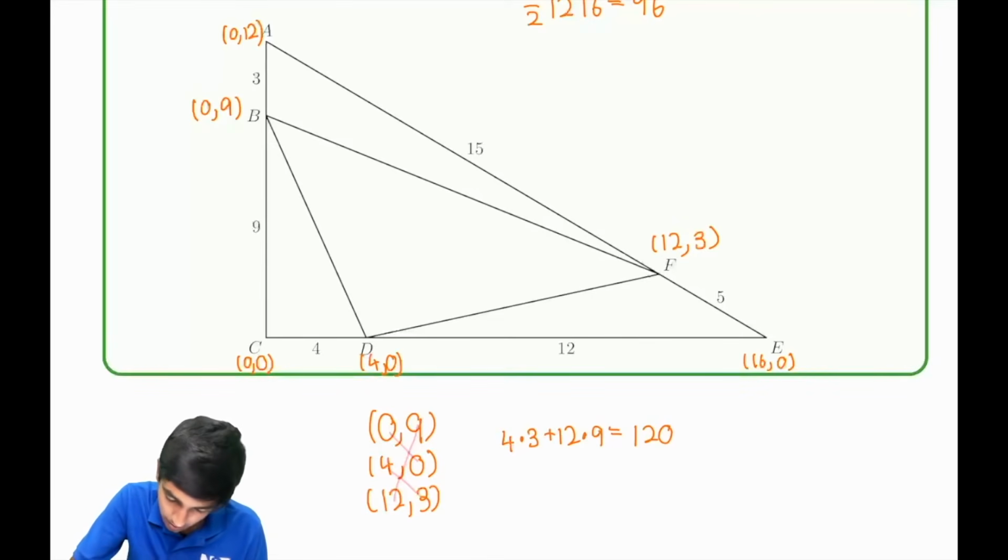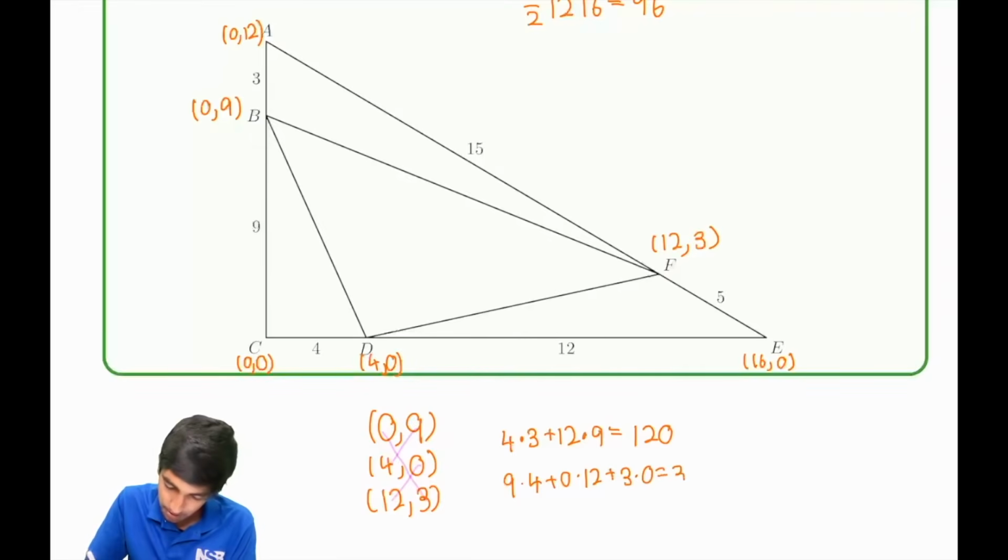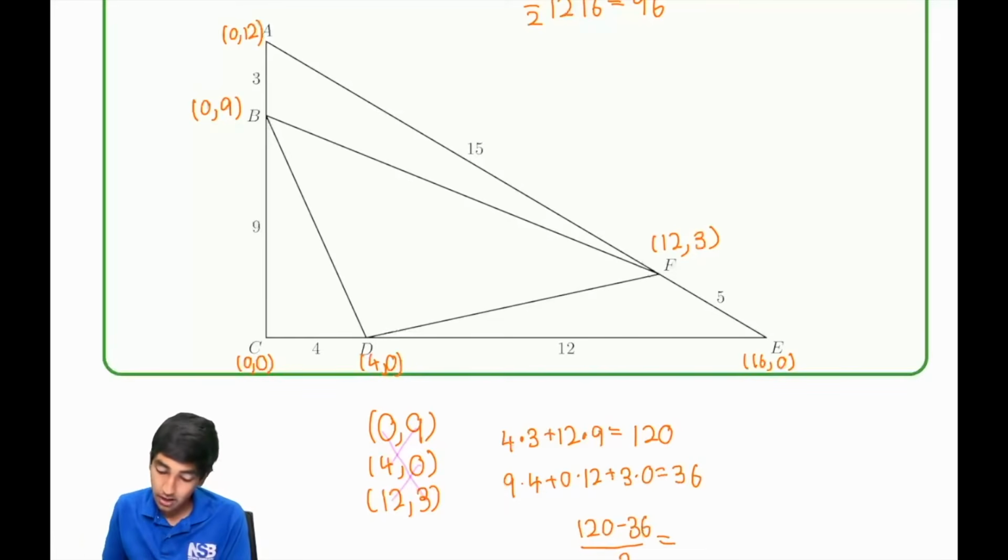And then now let's erase these red lines. So then now we have this, and this. 9 times 4 plus 0 times 12 plus 3 times 0, which is just 36. And now to find this area, we do 120 minus 36. Divide all of that by 2. And this will just give us 84 over 2, which is 42.